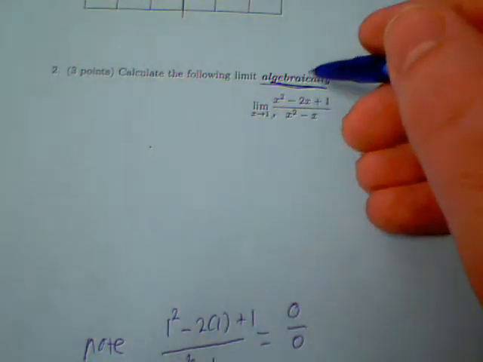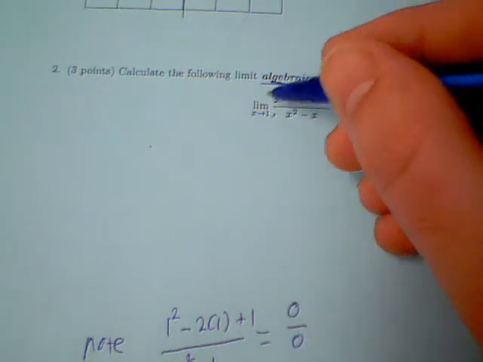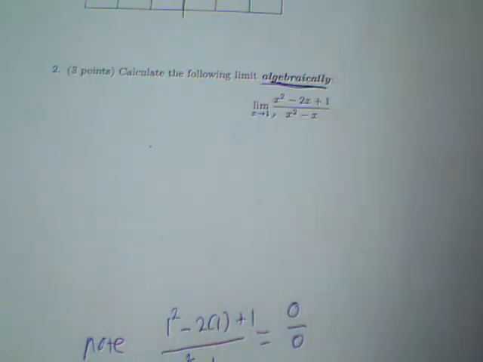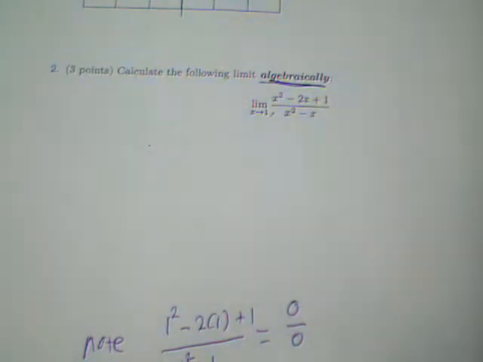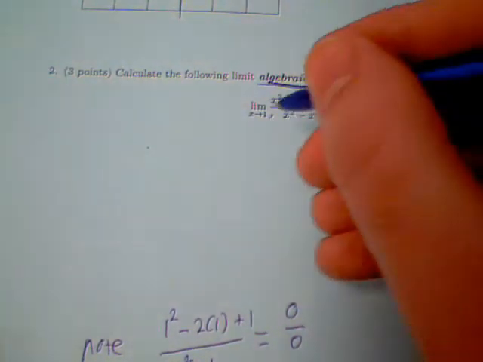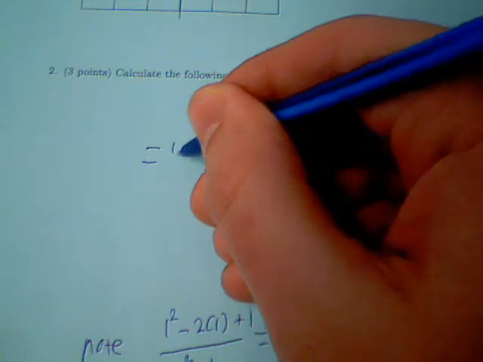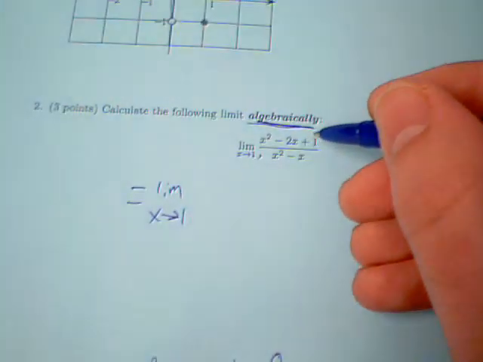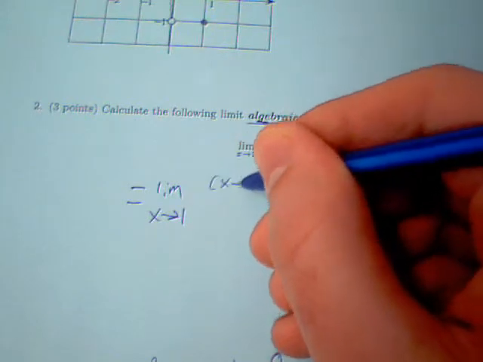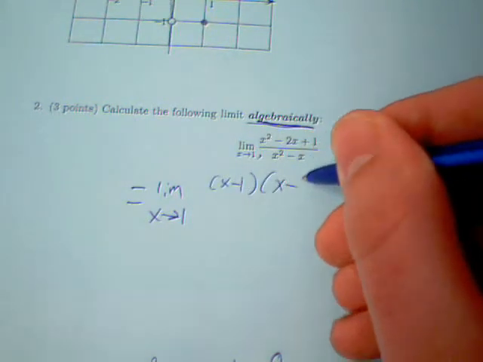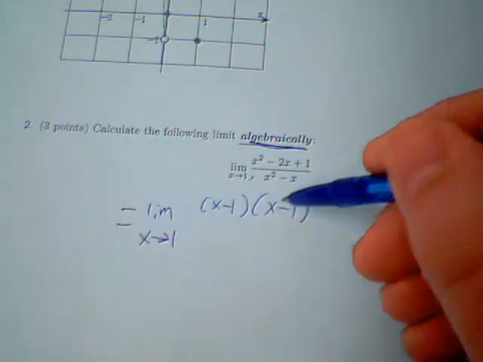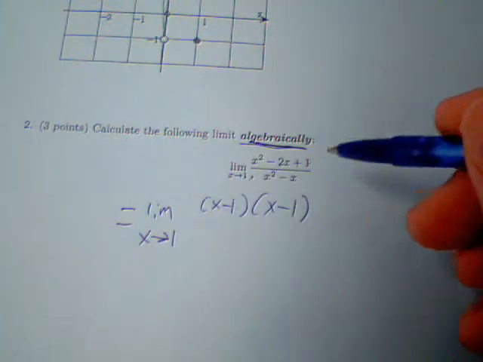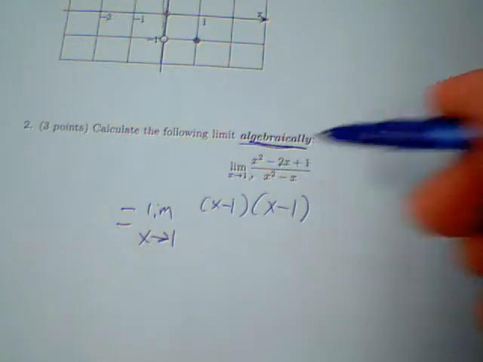So, you see, calculate a limit algebraically. X approaches an actual number, not infinity. Well, let's see if we can factor something. So, we can factor it. The numerator factors into x minus 1 times x minus 1. Right? Negative 1 times negative 1 is 1. Negative 1 plus negative 1 is negative 2. Multiply to that, add to that.